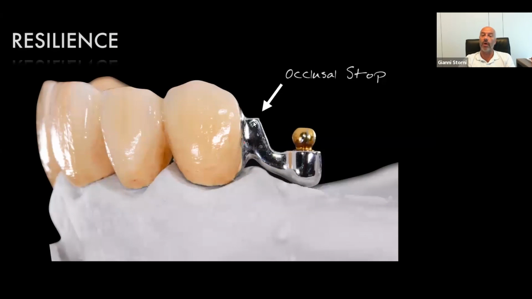Very important when we use this attachment is to design this occlusal space, occlusal stop, because we want the vertical forces to go closer to the axis of the teeth. That is very important, and the attachment is only to retain the frame. So this stop is very important.